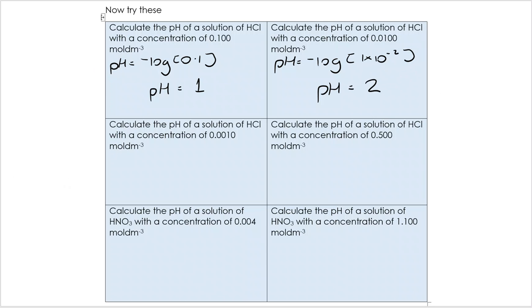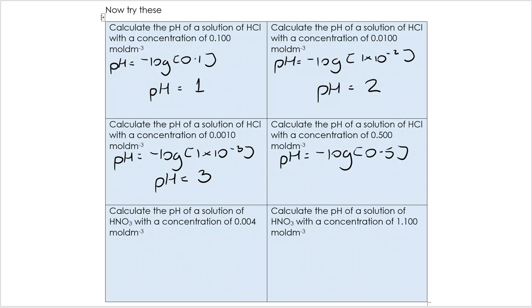We can prove that with the next one, which is 1 by 10 to the negative 3. pH comes out as 3. Then it gets a little bit more complicated. So we've got pH is negative log to the base 10 of 0.5. You substitute that into your calculator and you'll get a pH of 0.30. Now you might previously have thought of the pH scale going from 1 to 14. We're now seeing it goes lower. Next one, strong acid, and we have got a concentration of 0.004.